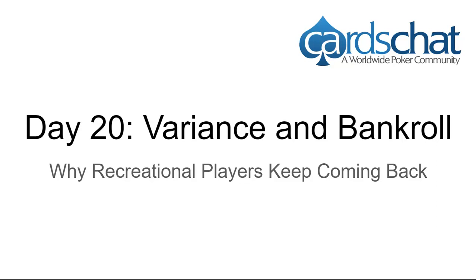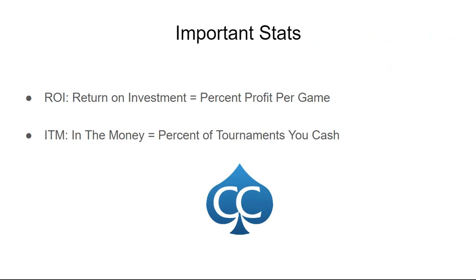I want to start off by quickly touching on a couple of important stats that we're going to use. One of them is ROI, return on investment. So let's say, for example, we're playing a $10 game and we have a 10% ROI. That means that on average, we're winning 10% of $10, or $1 per game in profit. Another one is ITM, in the money, the percentage of tournaments you cash. So these are going to be a couple of the important statistics.